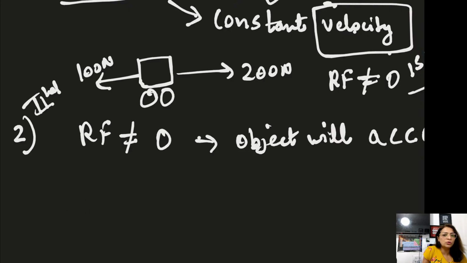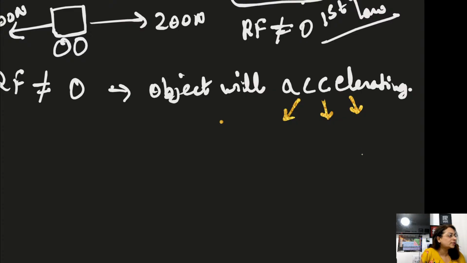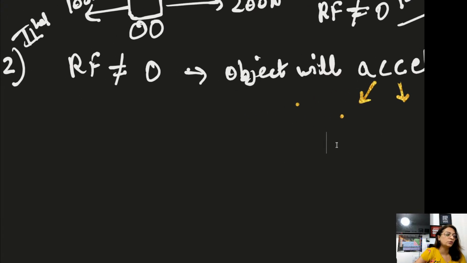So acceleration means, somebody tell me, what does acceleration mean? Is changing direction acceleration or not acceleration? Very good, Grace. Yes, changing direction is acceleration. Changing speed is acceleration. Slowing down, speeding up, all of that comes under acceleration, and the resultant force will not be equal to 0. Well done.